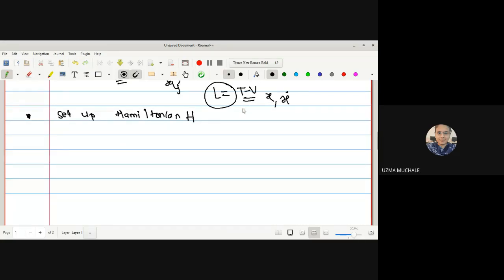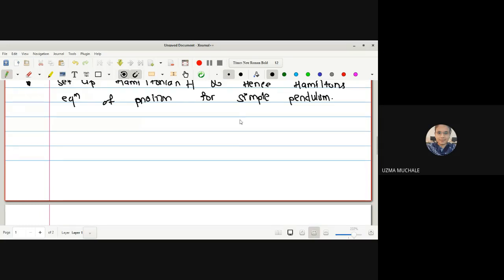Set up a Hamiltonian H and hence the Hamilton's equations of motion for a simple pendulum. Okay, now let us go one by one.